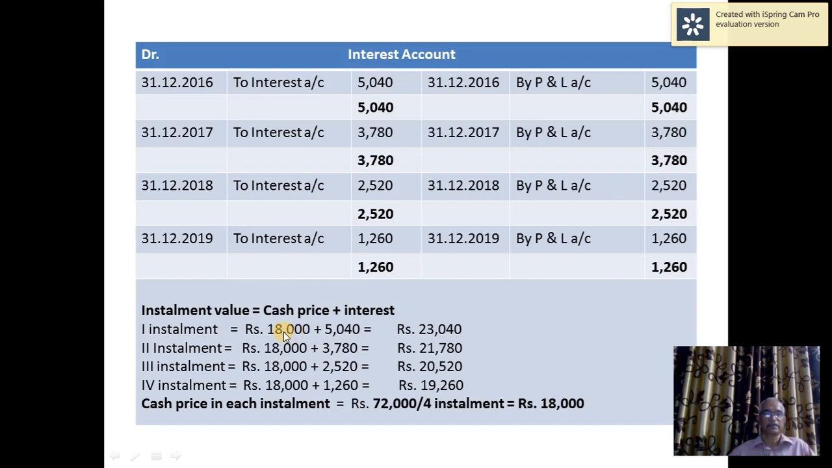So cash price plus interest for the first installment, together first installment is 23,040. Second installment, cash price 18,000 plus interest 3,780, therefore 21,780. Third installment is 18,000 plus 2,520, so it is 20,520. And last installment is 18,000 plus 1,260, so 19,260.